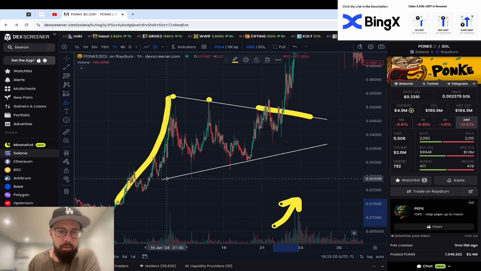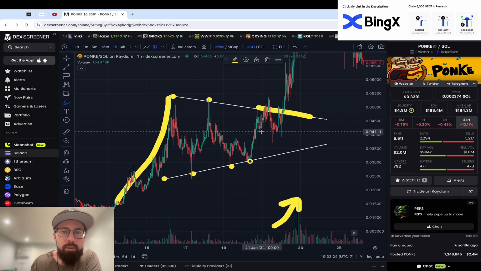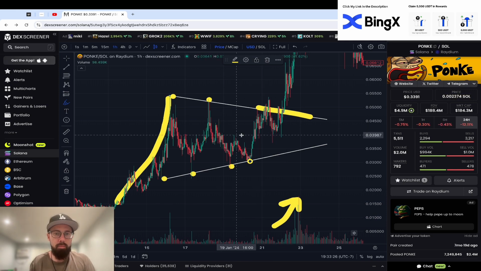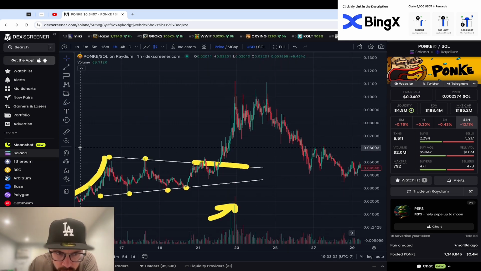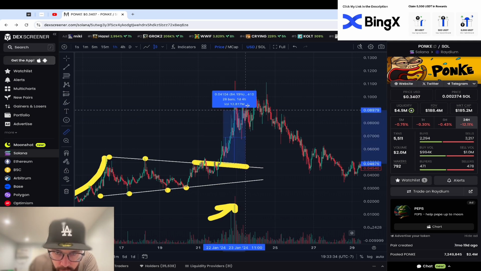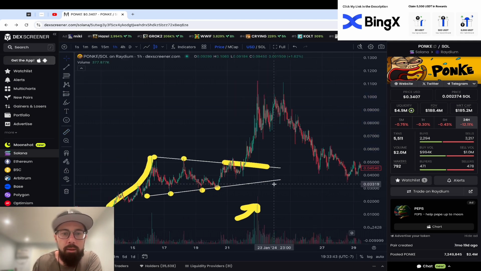Bam. One touch, two touch, three touch, four touch. More than enough to establish itself as support to the bottom. Nice bull pennant with a breakout, and it ran from 0.048 to 11 cents. So nice 120% move right there.